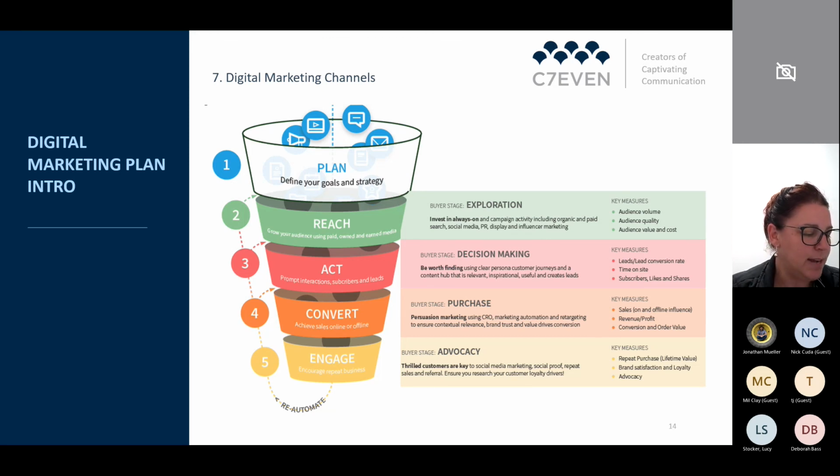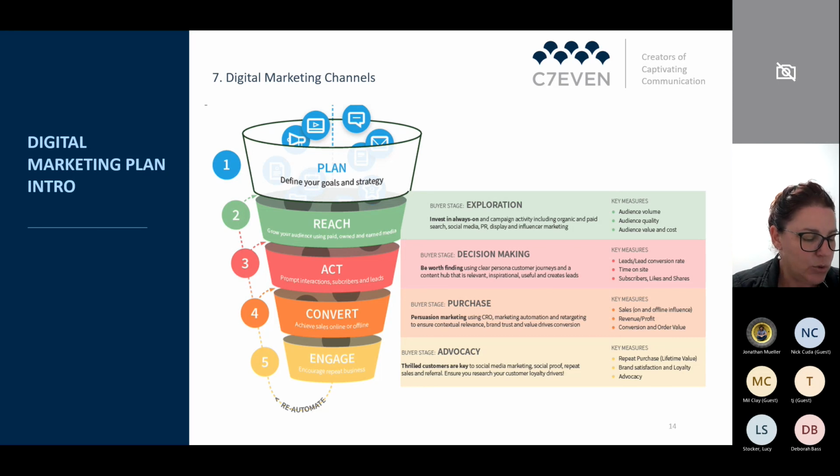When we're at that ACT stage, we're looking at prompt interactions, subscribers and leads. These customers have actually progressed through the exploration stage. They've done all their research and they go, right, I need to make a decision. Who am I going to buy this off? Where are we going to go? Where are we going to book? At this point, they're in that critical decision-making process.